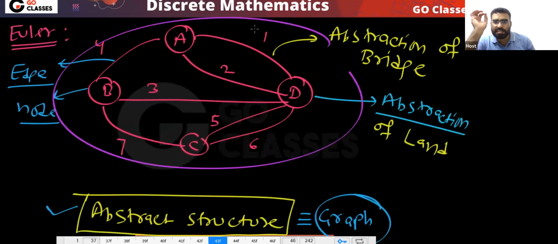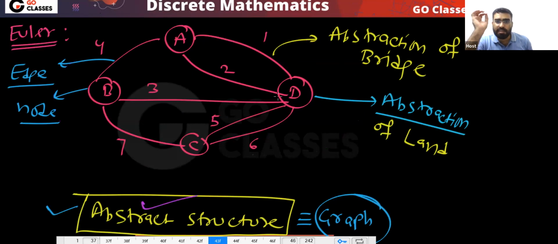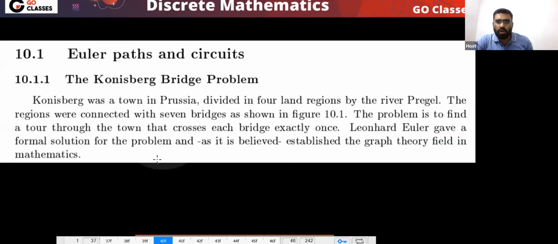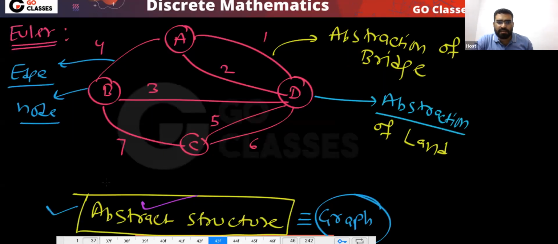Euler created this abstract structure, and for this structure Euler proved that we do not have any way to visit every bridge exactly once. You can start from anywhere you want, but there is no way you can cross all the bridges exactly once. There is no way. To prove this, Euler created a graph, and this is the first graph.